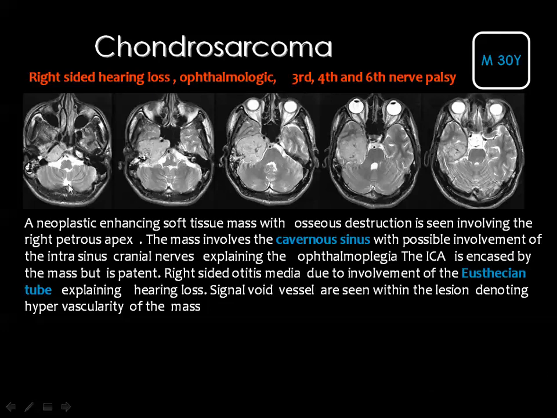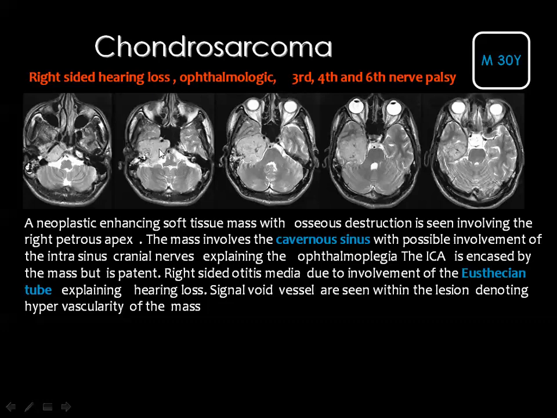And this is another example of a chondrosarcoma affecting the region of the apex of the petrous bone in a male patient 30 years old with right-sided hearing loss, ophthalmoplegia, and multiple cranial nerve palsies. The tumor is bulging into the sphenoid sinus. The tumor is infiltrating the cavernous sinus, and this will explain the multiple cranial nerve palsies.